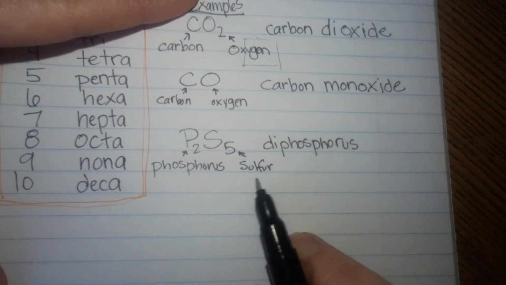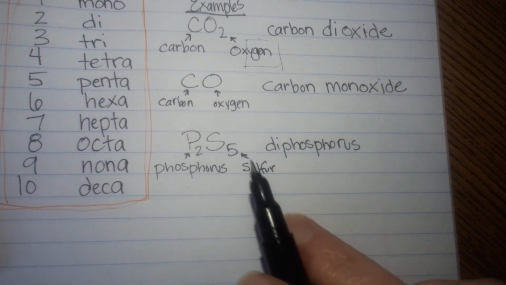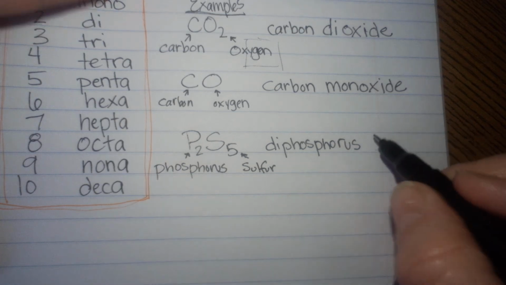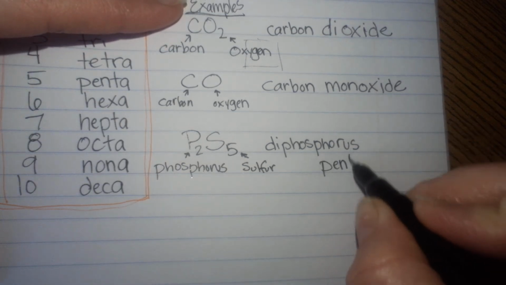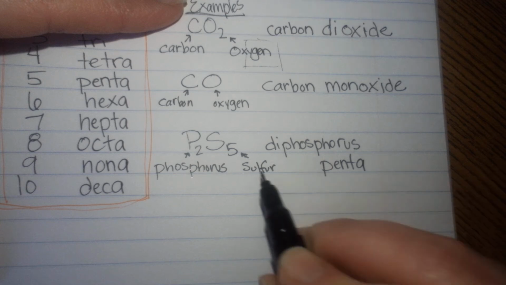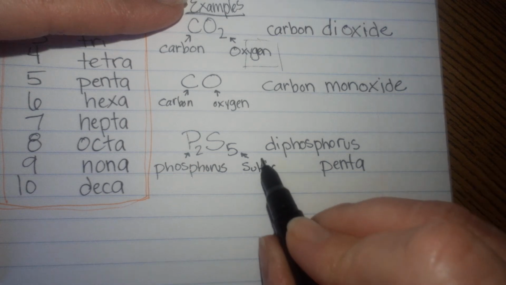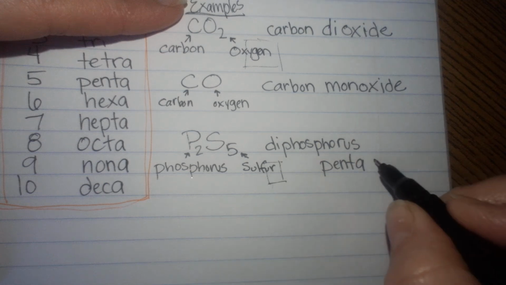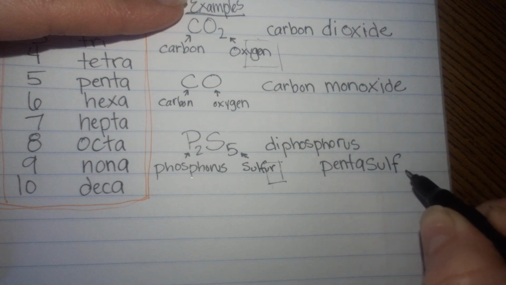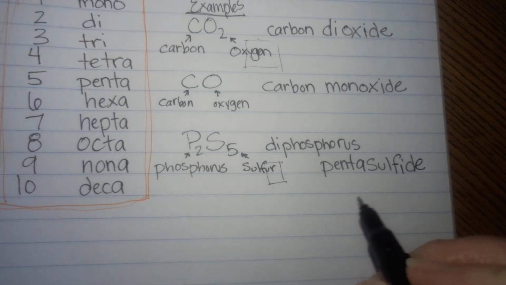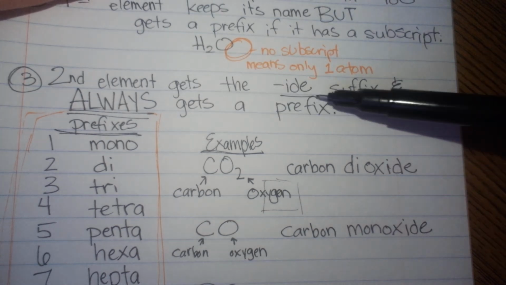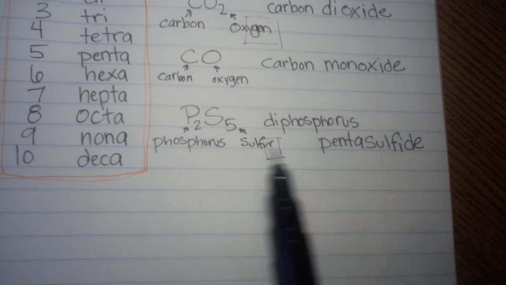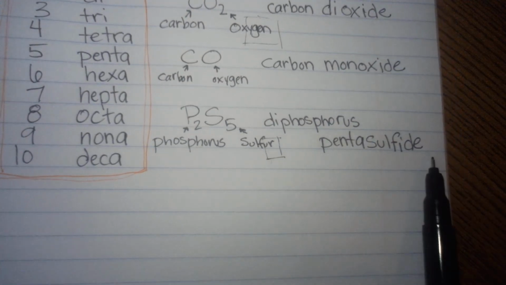Now then, I got this sulfur business. What prefix am I going to use for this sulfur? Penta. So I'm going to come down to this line. Penta. Now I got to look at my word. Sulfur. So this part of sulfur, the last syllable, is going to leave. So I'm going to have pentasulfide. Because according to my rule, the second element gets the "ide" suffix and always gets a prefix. So diphosphorus pentasulfide.